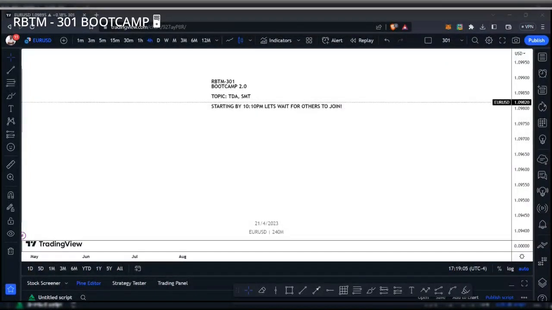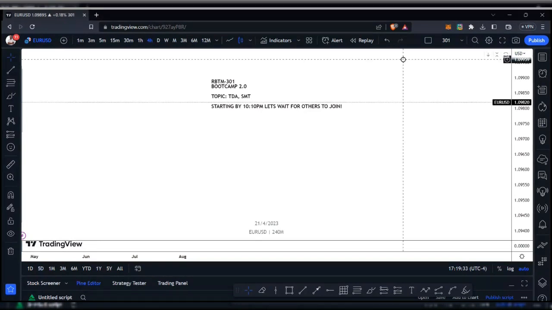So tonight we are going to be looking at TDA. TDA is top-down analysis, and SMT is basically just divergence, or smart money tool, or smart money technique, whichever one you are fine with. Just don't complicate it, alright? So that's the meaning. So we are going on top-down analysis.